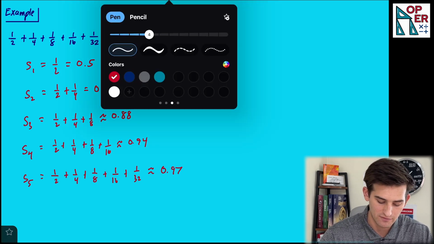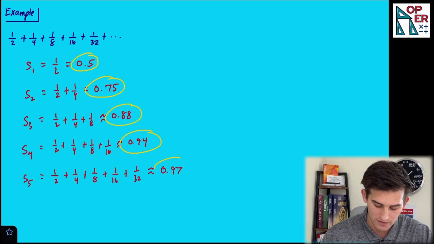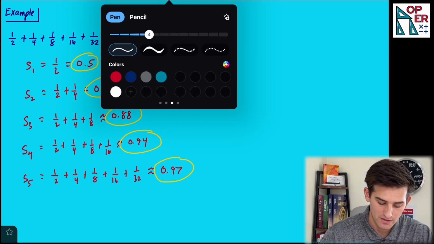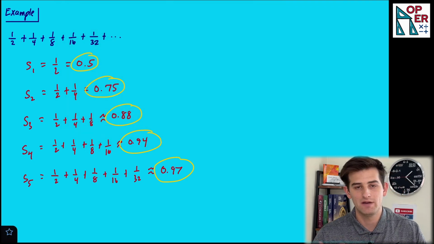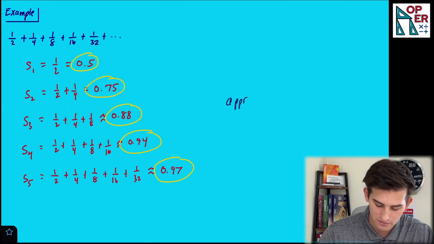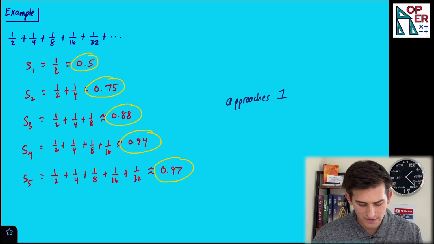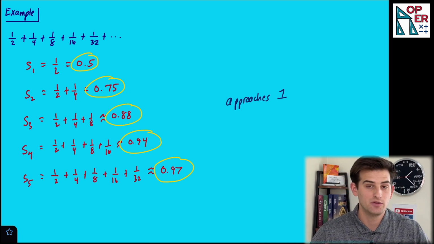So let's take a look at the values we're seeing here: 0.5, 0.75, 0.88, 0.94, and 0.97. If we look at those values, what value does it look like we are approaching? Well, it appears that we are approaching 1. And so in this case, we could come up with a formula that would allow us to find the sum of this infinite geometric series.